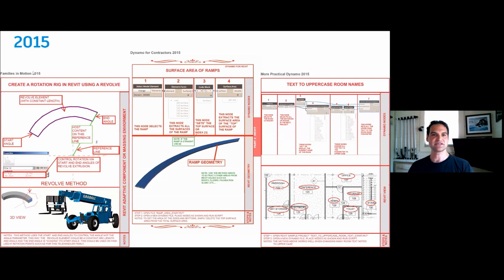So next was Families in Motion 2015. Now we're in 2015. Do you remember that little rotation rig we had with the circles and the points? That only works in the adaptive and massing environment. What if you have a family that you need to rotate? In the classic family environment, there's no points in there.